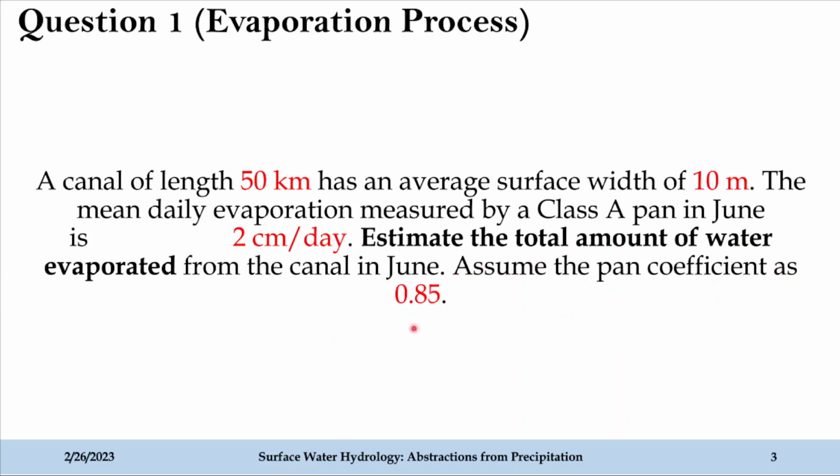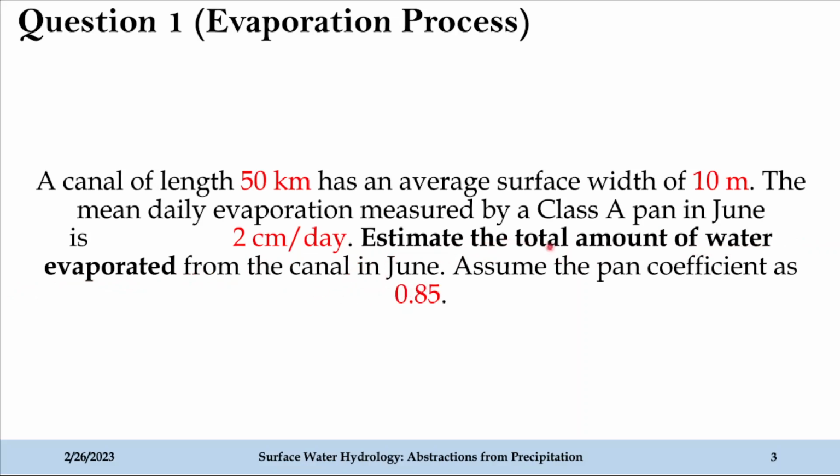Okay, so we are provided with the length of the canal, which is 50 km. The width of the canal is also given, that is 10 meter. So we can utilize these two inputs to find out the area of the canal. Likewise, they have also provided the type of pan that was used to measure the daily evaporation, that is class A pan. And the rate of evaporation is also mentioned, that is 2 cm per day. So the problem is asking us to estimate the total amount of water evaporated from the canal in June.